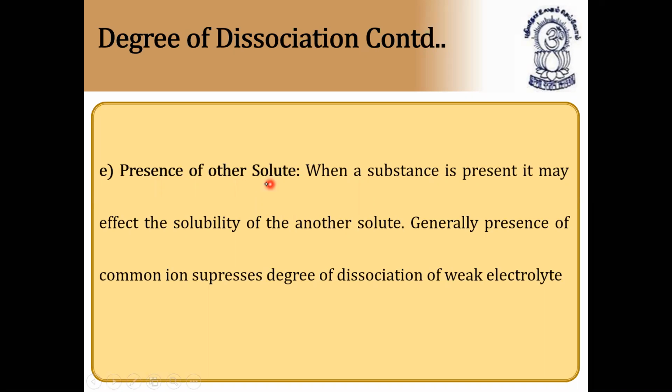Presence of other solutes. When a substance is present, it may affect the solubility of another solute. Generally, the presence of common ions suppresses the degree of dissociation of a weak electrolyte. Let me explain with an example. Here, acetic acid along with water is there. When acetic acid is dissolved in water, it forms acetate ions plus H plus ions.